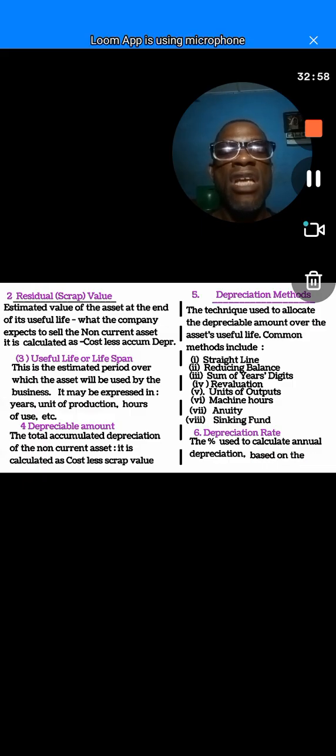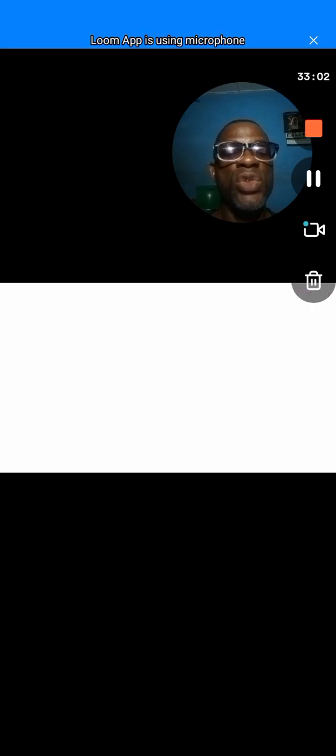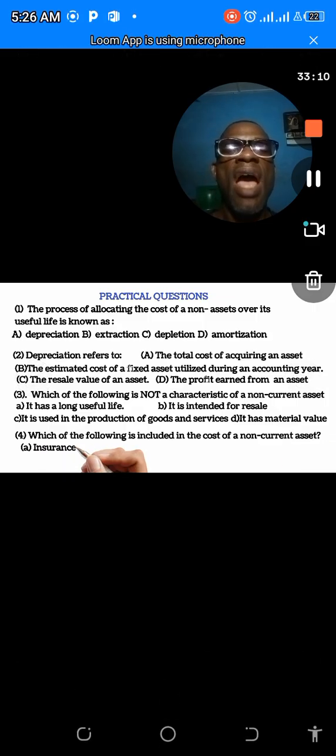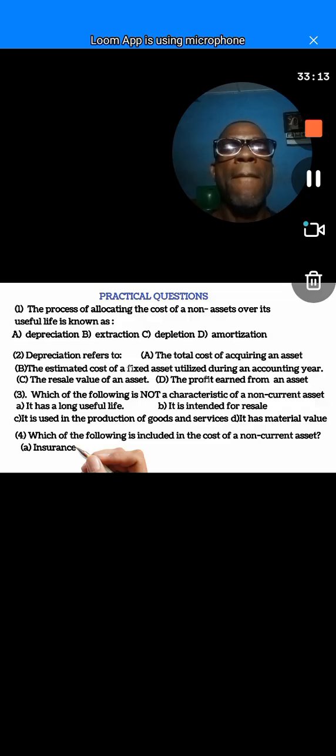Now, the next one is the depreciation rate. The percentage used to compute depreciation is what the depreciation rate is. That is, depreciation is computed and expressed in percentage. So the rate is the actual percentage used in the computation of the depreciation.